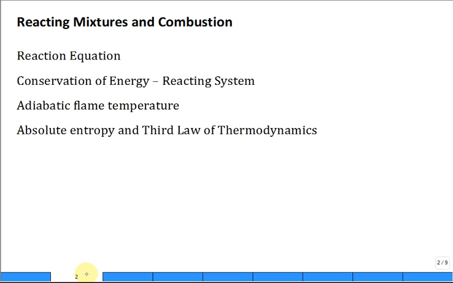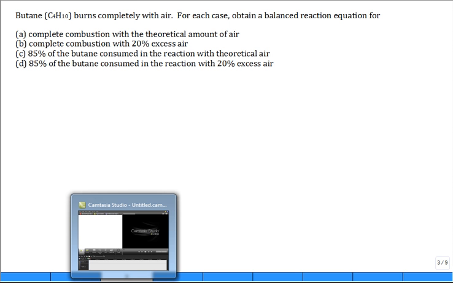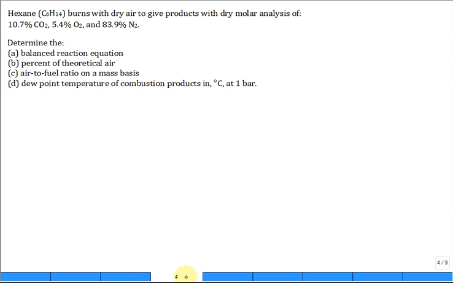So we're in the chapter that deals with reacting mixtures and especially combustion. And we've covered the reaction equation and balancing it. And then we need to move into conservation of energy in the first law. Let's take a look at this problem.